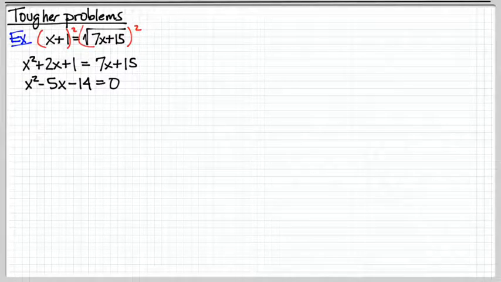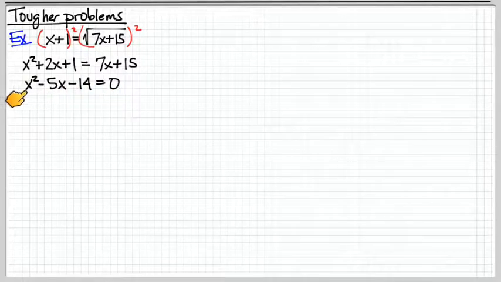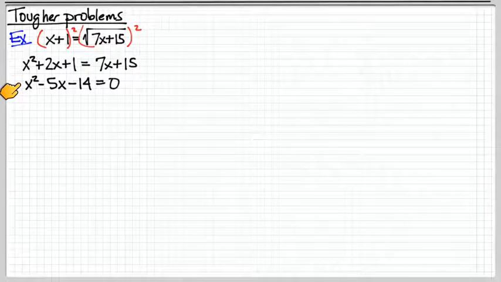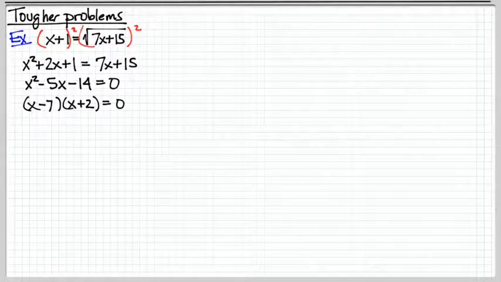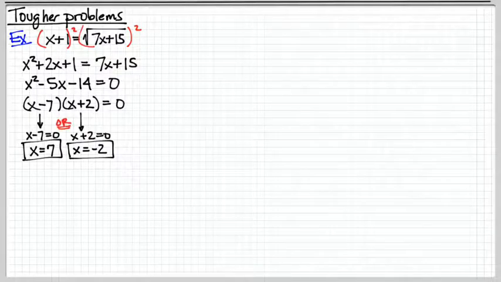When we simplify down into this form, we set everything equal to 0, and we can solve this kind of equation by either factoring, or if we can't factor, we can use the quadratic formula. In this particular case, it's quite straightforward to factor this. We find that our solution is either 7 or -2.